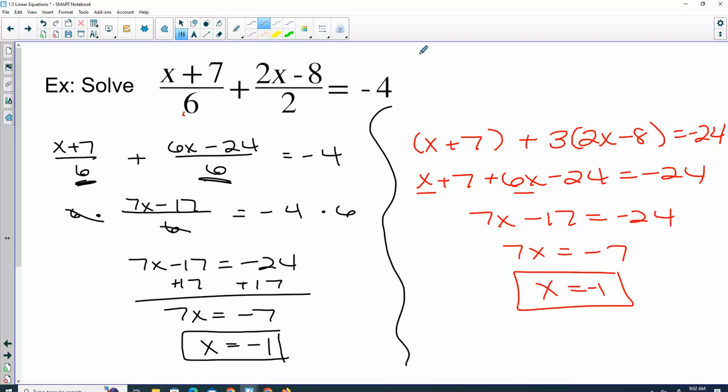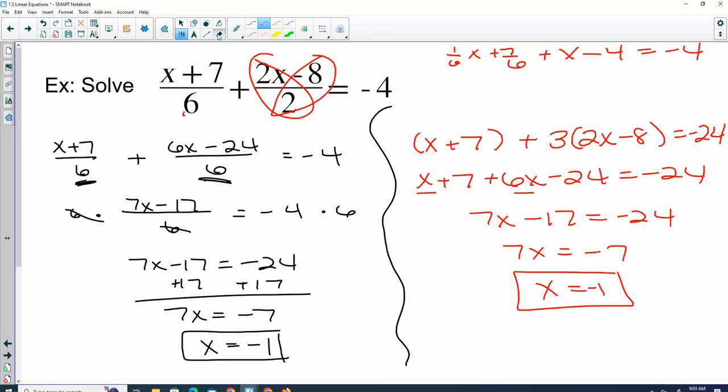So we could write that as x over 6 or 1/6x plus 7 over 6 plus 2x over 2 would be x minus 8 over 2 would be 4 equals -4. And then we can solve that equation. So lots of different options here.